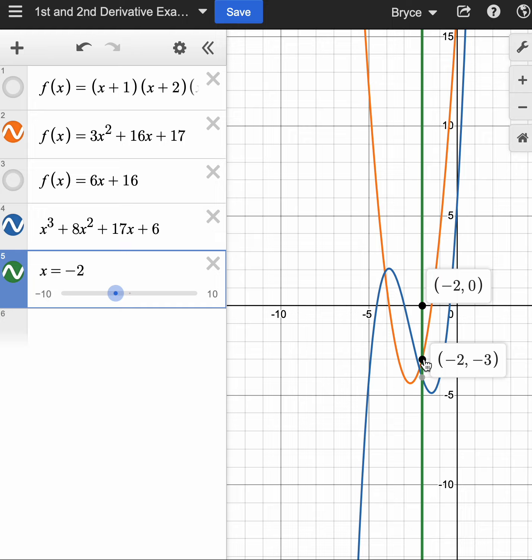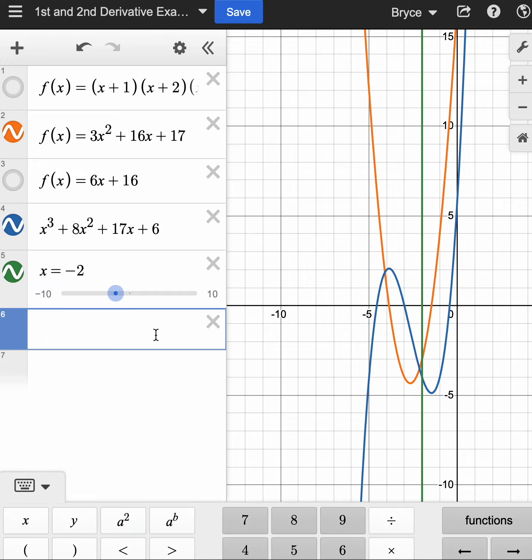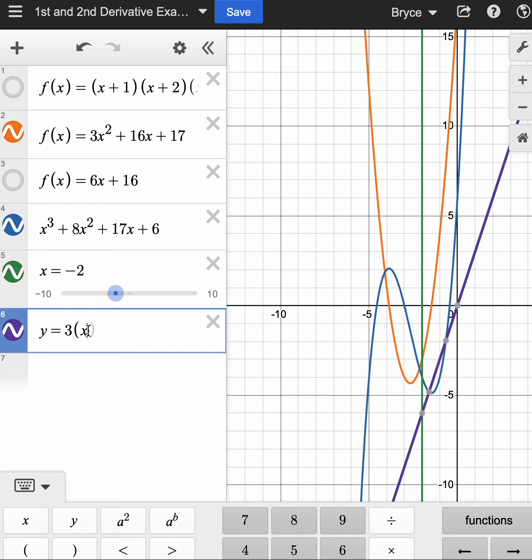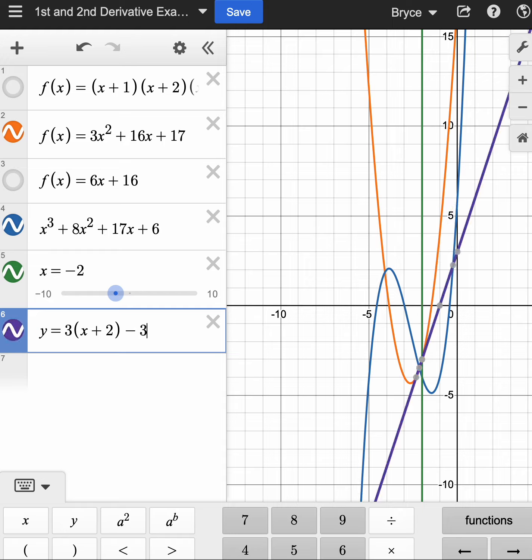So, and then to prove this, we're going to do y equals, and this is to prove that the first derivative will give you the slope at a certain point, 3x. And then you have to realize that you have to connect with what this is. So we're going to do 3x minus 2. Or no, it would be plus 2. And then we are going to minus 3.